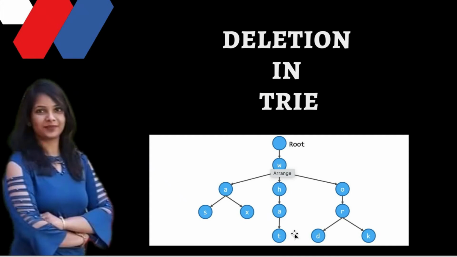Today we'll talk about deletion in the trie. How do we delete a string in the trie? Before this video, I've also talked about insertion and search in the trie, the basics of the trie, and the benefits of the trie, everything I've talked about in my previous videos. If you have not watched those videos, then please go ahead and watch them as well. So let's start. How do we do deletion in the trie?